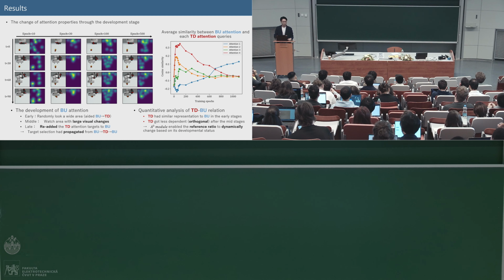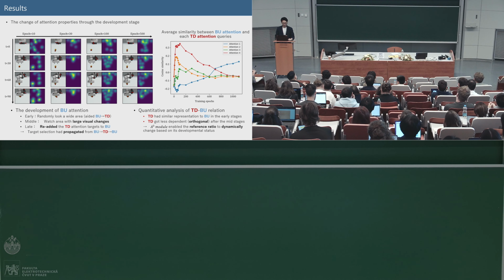And this one is about the analysis of the developmental changes during training. The figure on the left-hand side shows the change during its development. The vertical direction shows the change in time step during inference, and the horizontal axis shows the stage of training. The left-hand side is the early stage, and the right-hand side is the later stage.